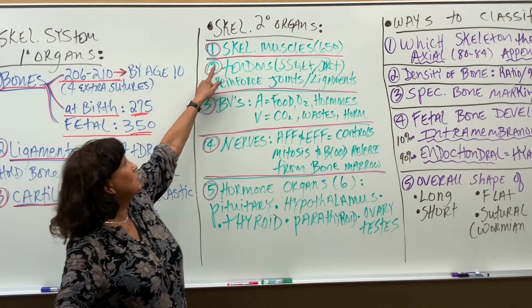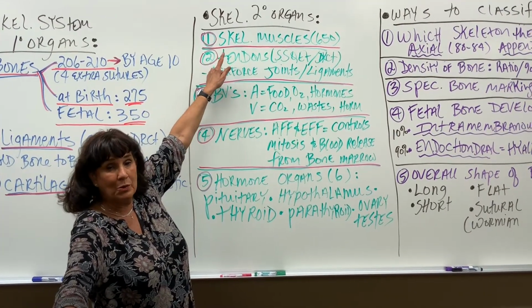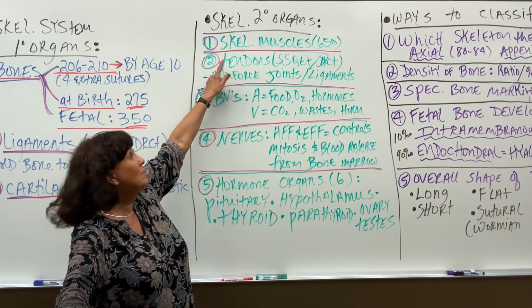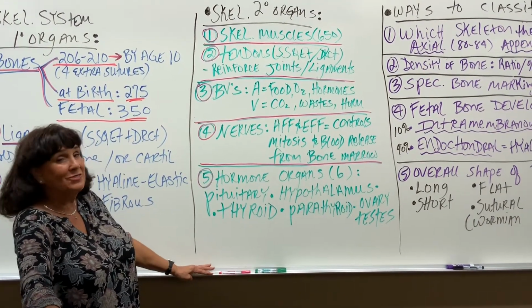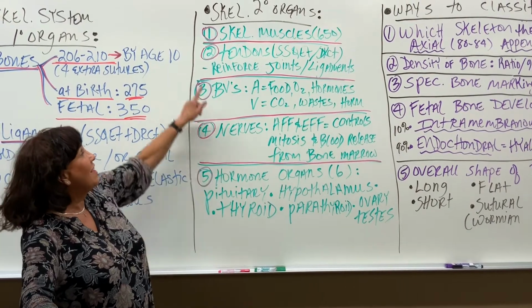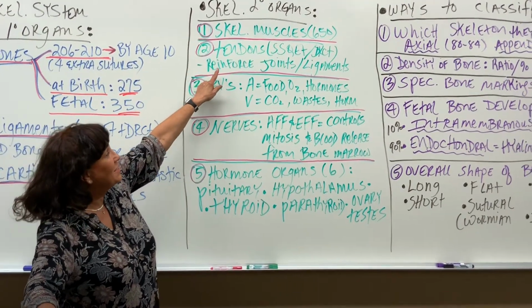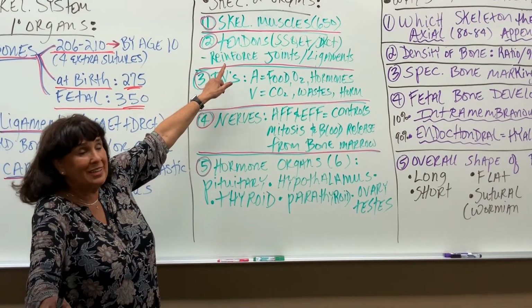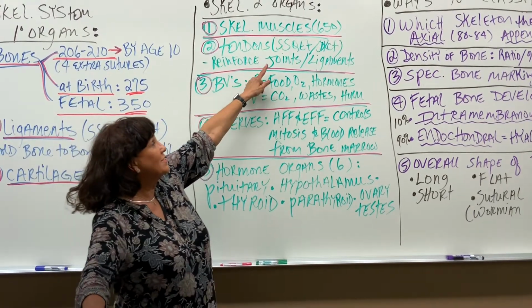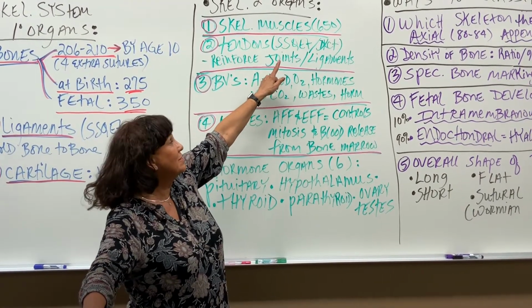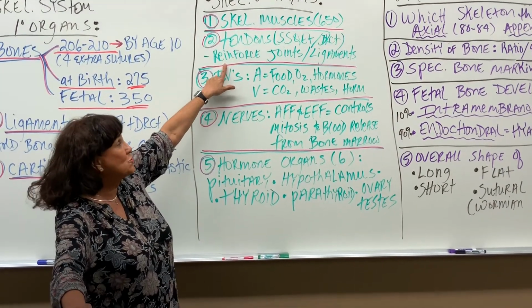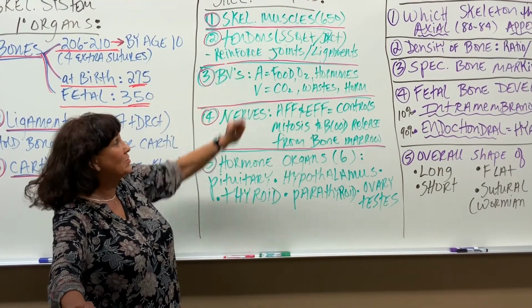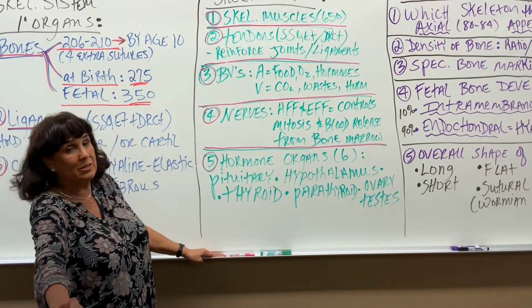Skeletal muscles help the bones by supporting them and also by moving them. We have 650 skeletal muscles. Don't worry, we're not learning all those. And then the second thing we have, tendons. Tendons are just like ligaments. They're made out of the exact same thing, simple squamous epithelial tissue and dense regular connective tissue. And they reinforce the joints and the ligaments, essentially between the bones.